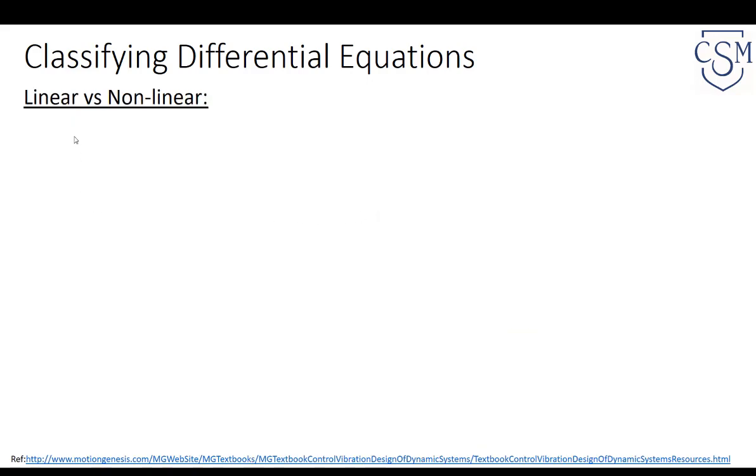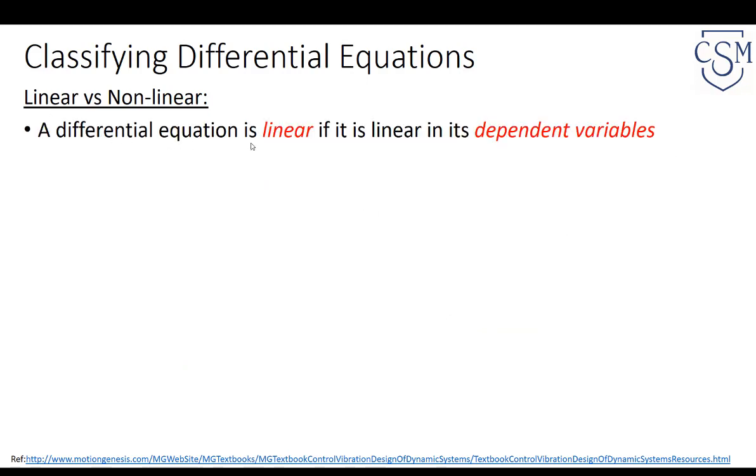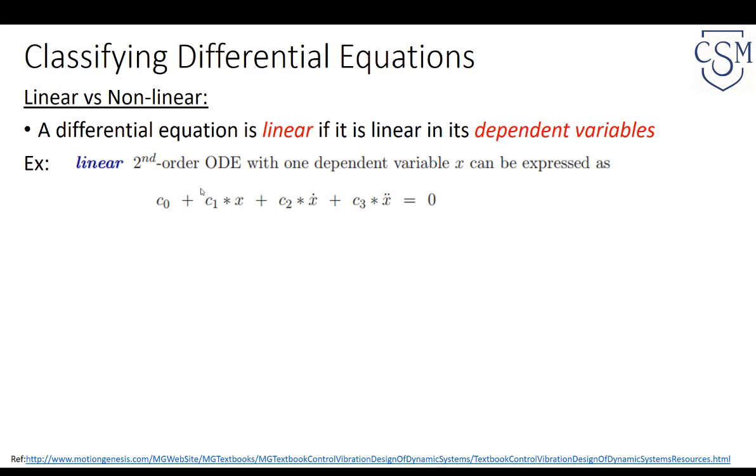We like to classify differential equations as being linear or nonlinear. When we say a differential equation is linear, what we mean is that it is linear in its dependent variables. It may, however, be nonlinear in its independent variables. An example here is a constant coefficient second order ODE, and that is linear in terms of its dependent variables. Therefore, x here, which is dependent on t, are all linear terms.